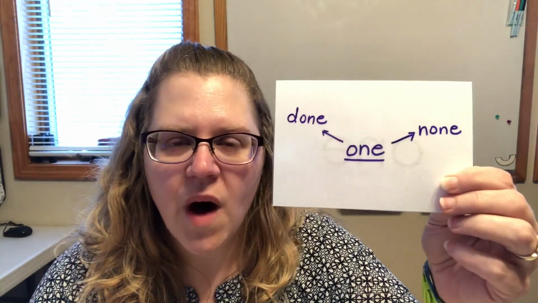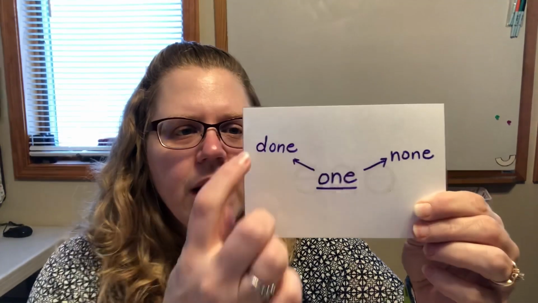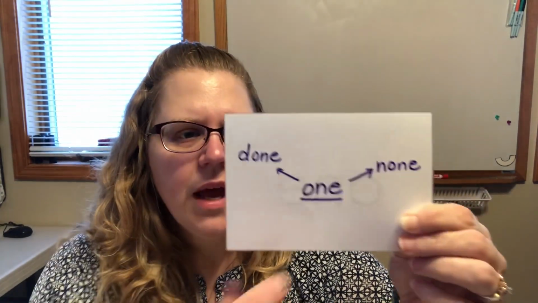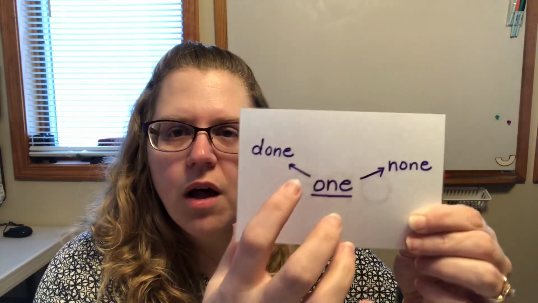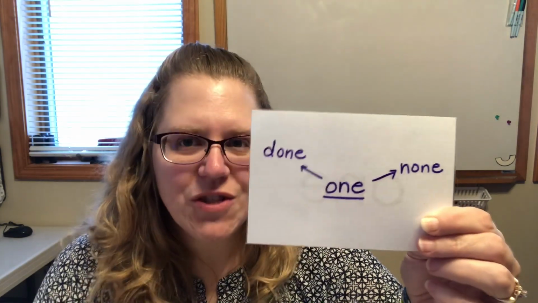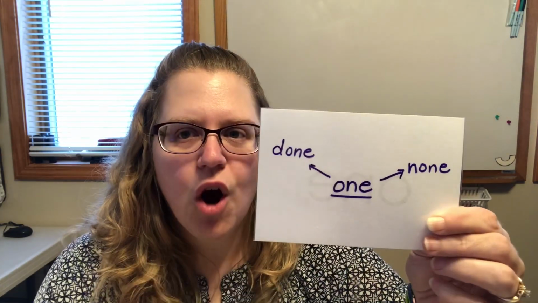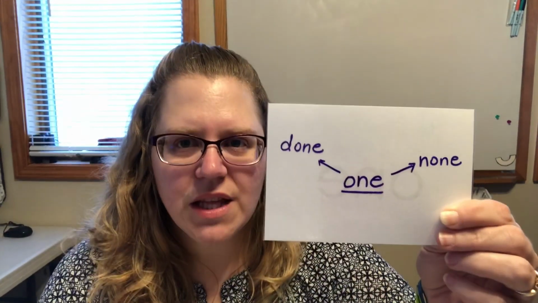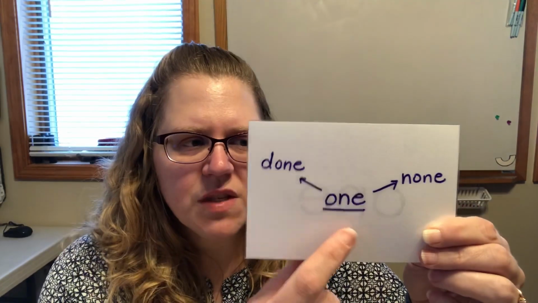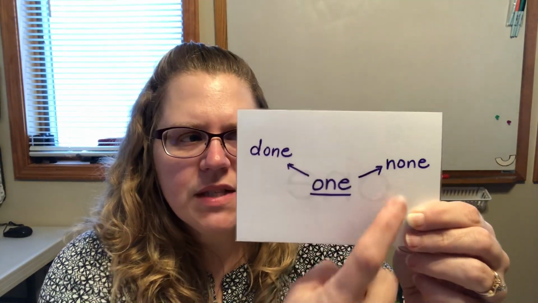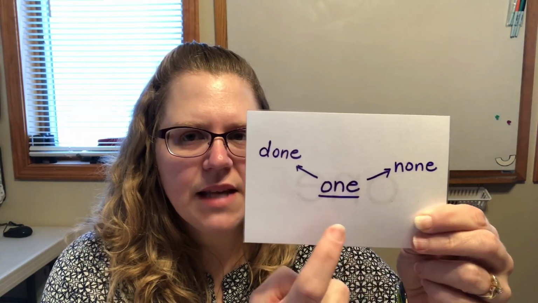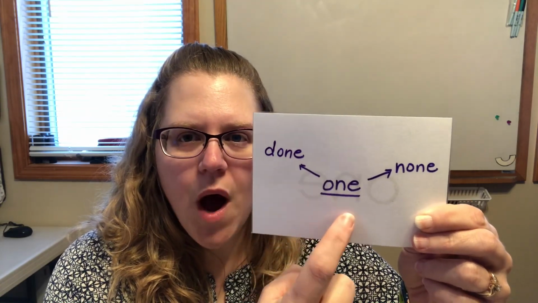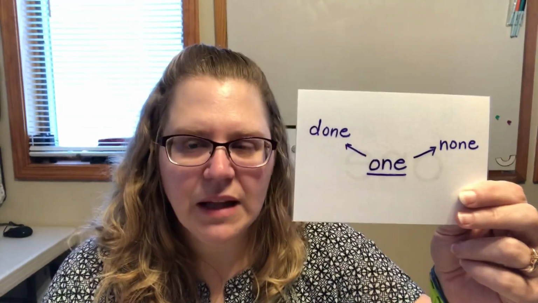We have the word one. We have the word done, which means there's none left to do, or there's no one left to do. And then none means there aren't any of. And so these words are related to this base word here and the spelling of this word. And even though it's not pronounced the same, none is not the same as one, and done is not the same as one, they're still related in spelling and meaning.